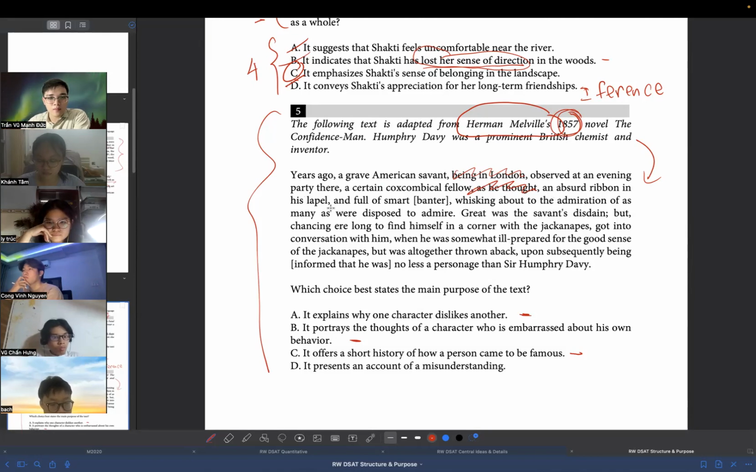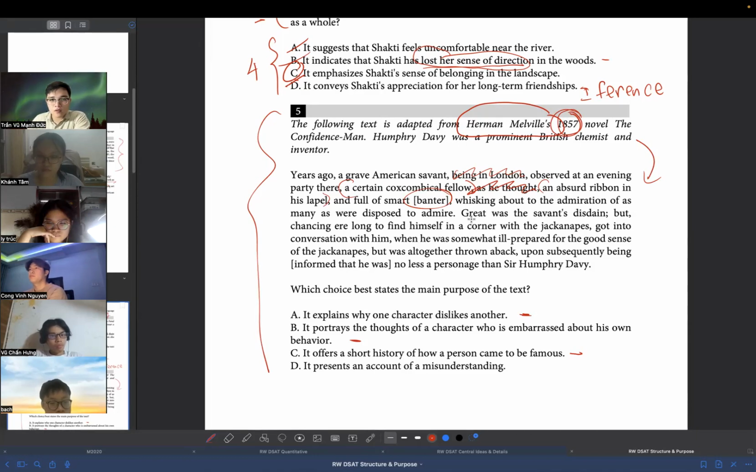"An absurd ribbon in his lapel and full of smart banter, whisking about to the admiration of as many as were disposed to admire." And observed at an evening party there, this very absurd person, an absurd ribbon in his lapel, so he's very decorated, and full of smart banter. Banter is like chatting and talking. This is just talking about how he finds a person that is very absurd or very weird. Absurd means weird.